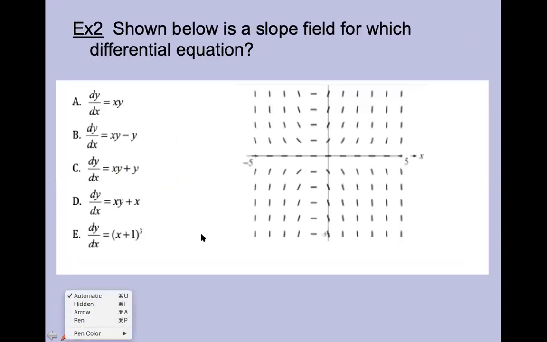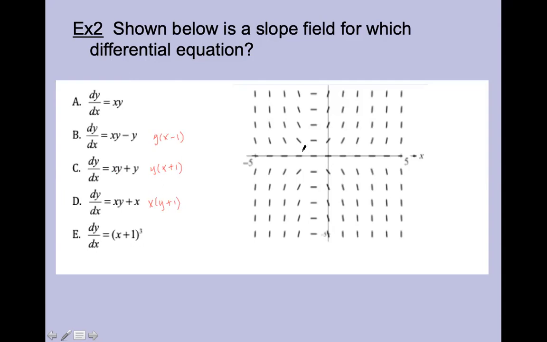This time it's asking us, below is shown a slope field for which differential equation? So this one I can't do any factoring. I might want to factor out a y in this case, just to give me a little better idea of where the slope is 0. That's sometimes helpful. I'm going to factor out an x in this one, y plus 1. And this is x plus 1 cubed. Can't do anything with that. All right, so let's look here.